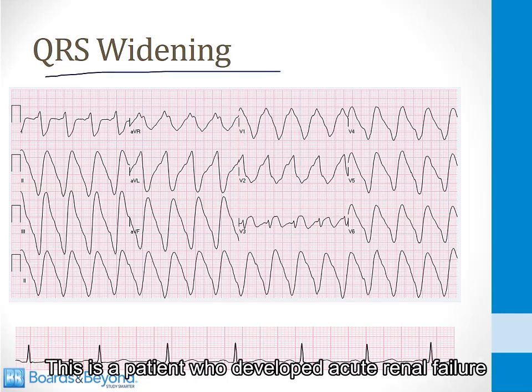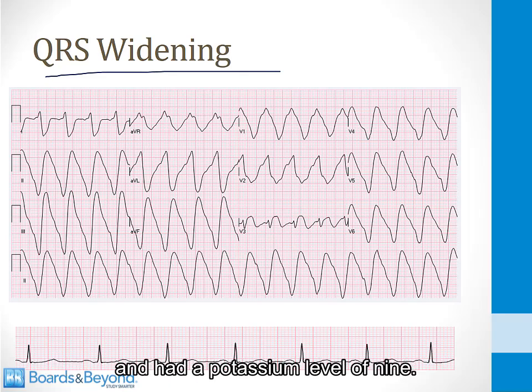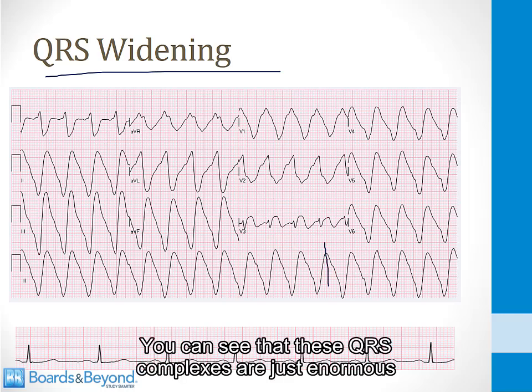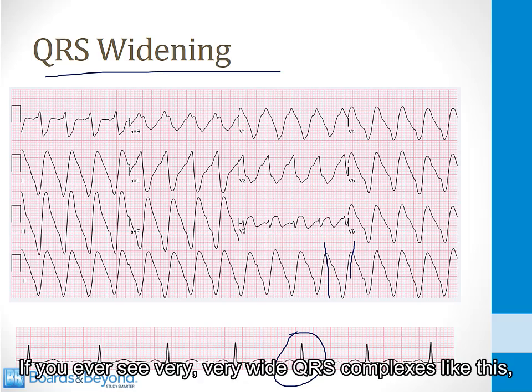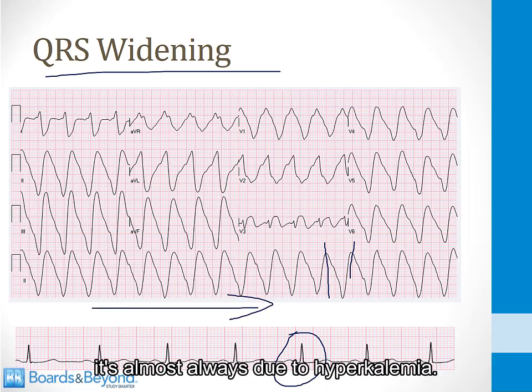This is a patient who developed acute renal failure and had a potassium level of 9. A normal level is 5 or less. You can see that these QRS complexes are just enormous compared to normal QRS complexes, which I've showed at the bottom of the screen for comparison. If you ever see very, very wide QRS complexes like this, it's almost always due to hyperkalemia.